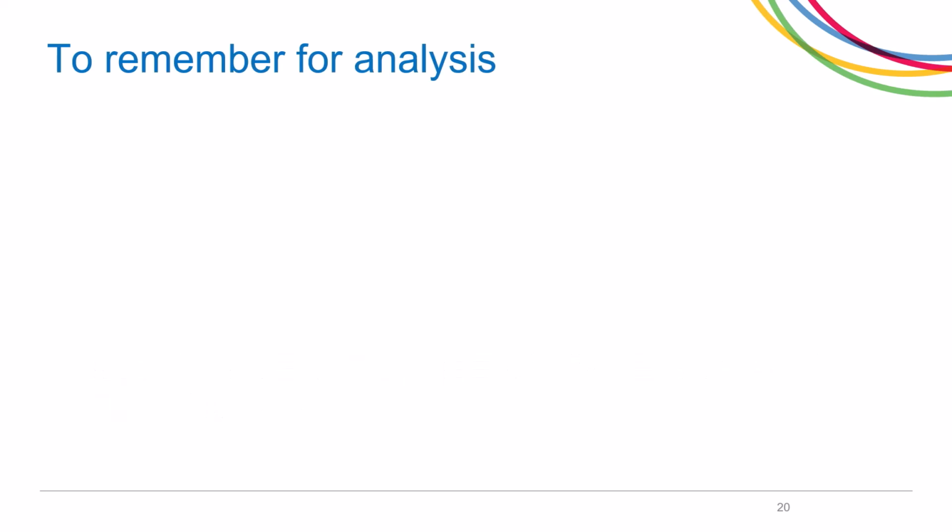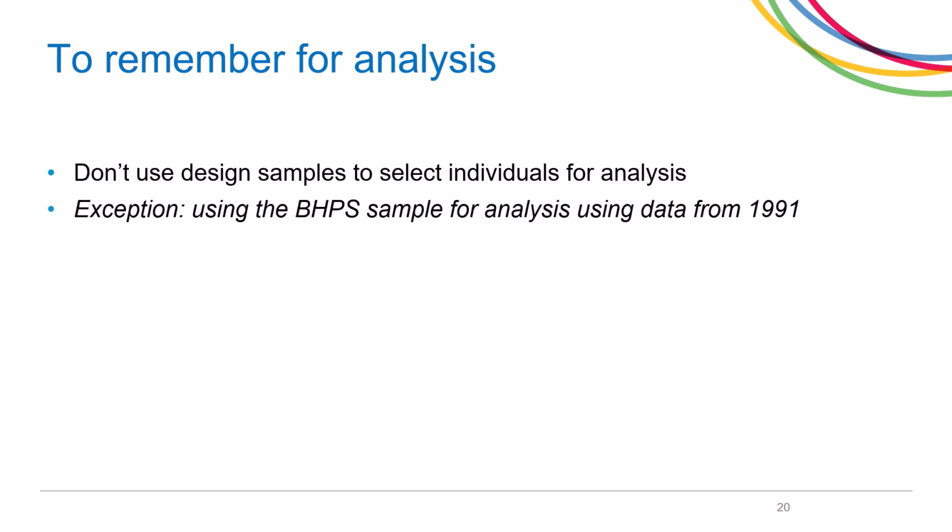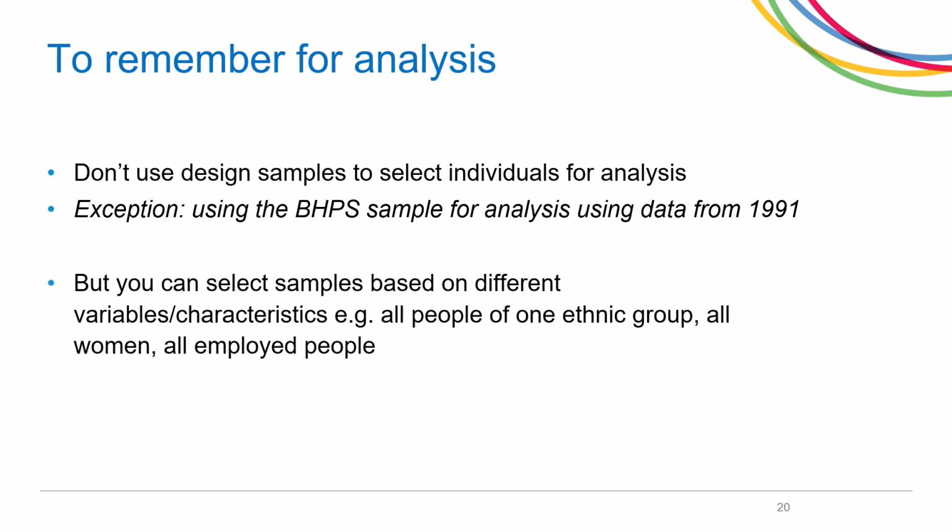When you analyse the data, don't use the samples by themselves to select individuals for analysis, apart from the BHPS sample. This is because some of these samples, like the BOOST samples, are not selected from the whole population, and so your estimates will suffer from coverage error. However, you can select samples in other ways, for example, all people of one ethnic group, all women, or all employed people. Also remember, data from different samples are not provided in separate files, so if you don't actively do anything, you will be using all samples together, which is the correct method.